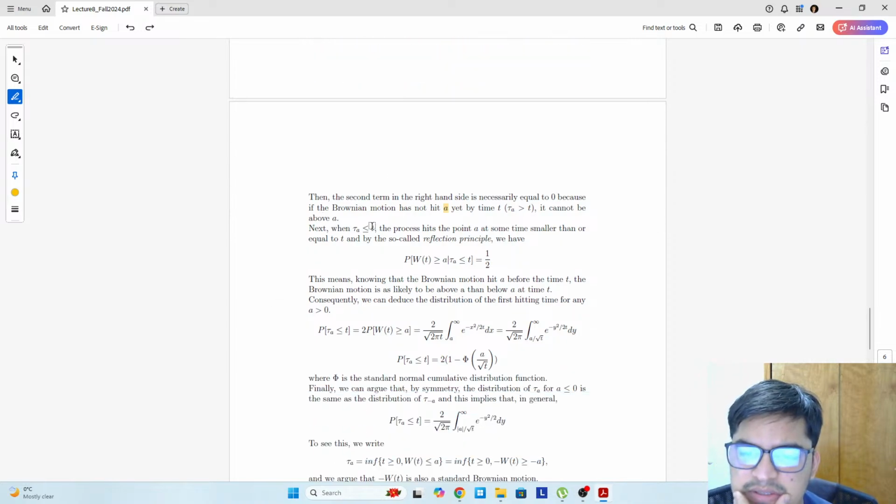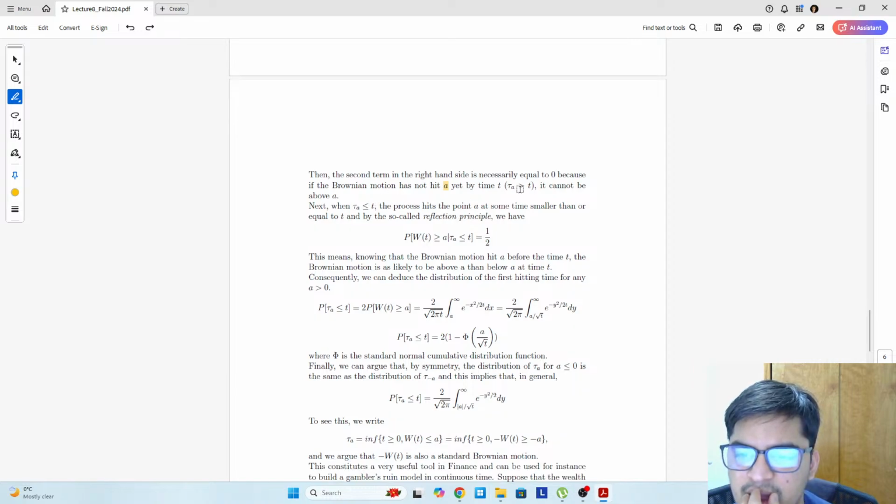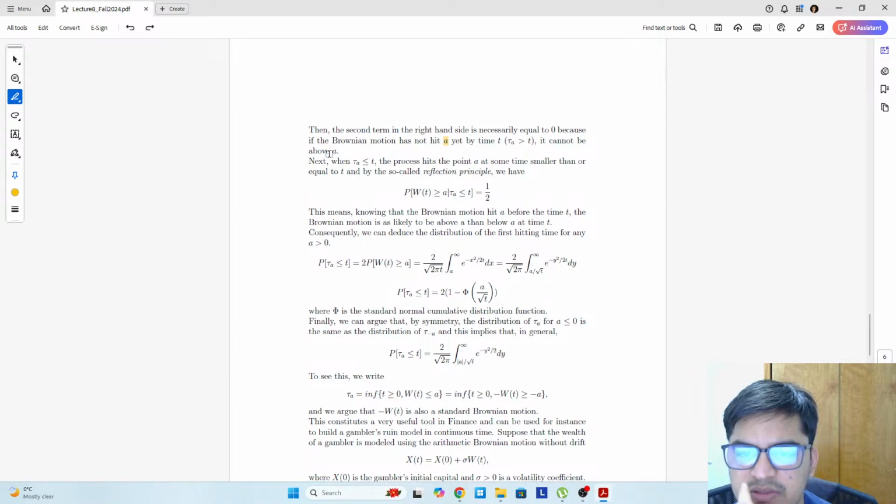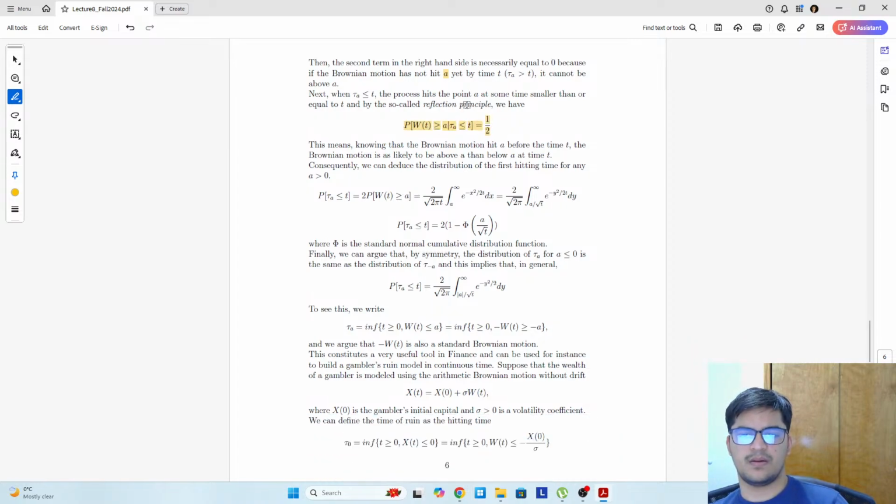When tau A is less than or equal to T, the process hits a point A at some time smaller than or equal to T, by the so-called reflection principle, which gives us this. This means that knowing Brownian motion hit A before time t, the Brownian motion is as likely to be above A as below A at time t. Basically it says that its outcome is still random.